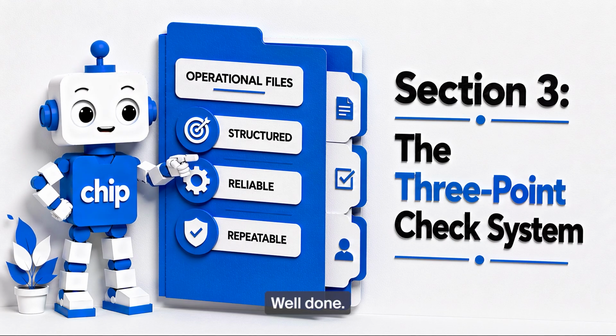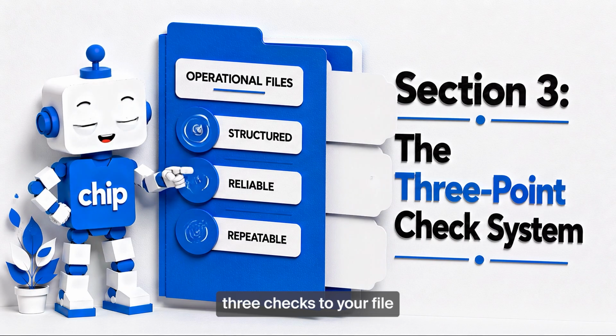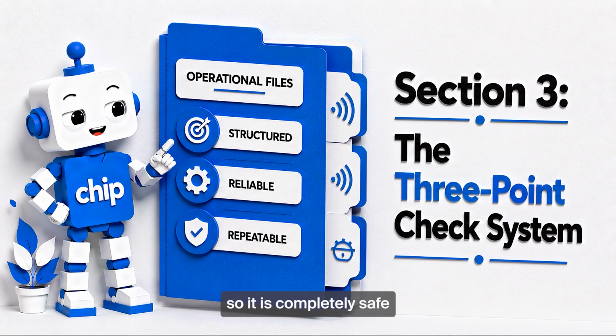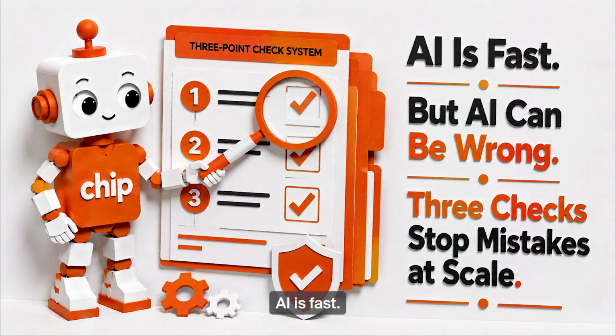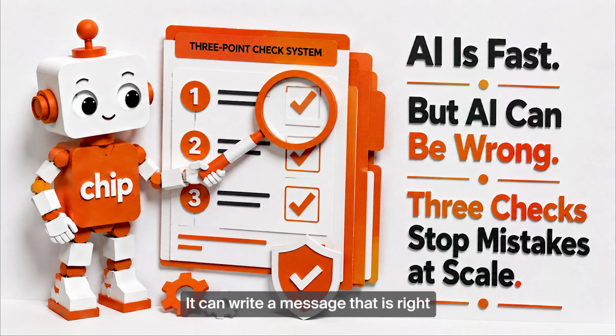Well done. Now let us add 3 checks to your file so it is completely safe for any team member to use. AI is fast. But AI is not always right. It can use the wrong name. It can repeat an old price. It can write a message that is right for one type of customer but wrong for another.